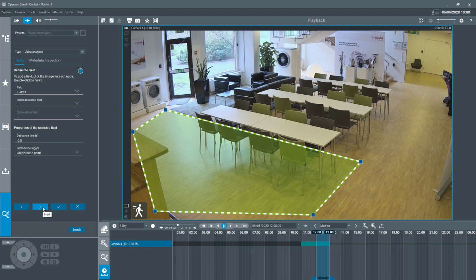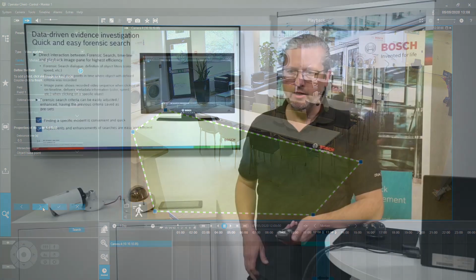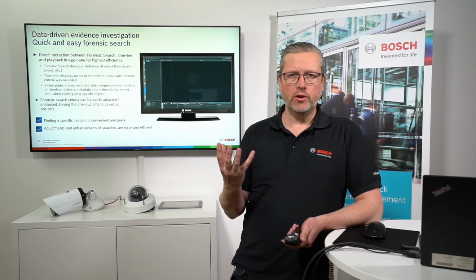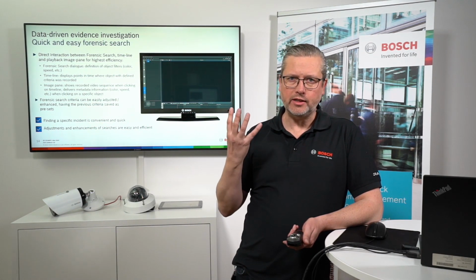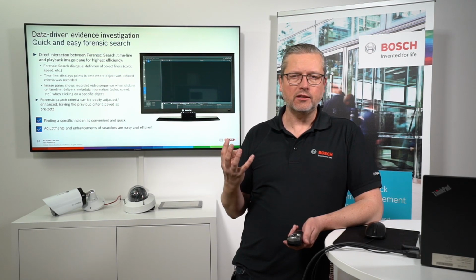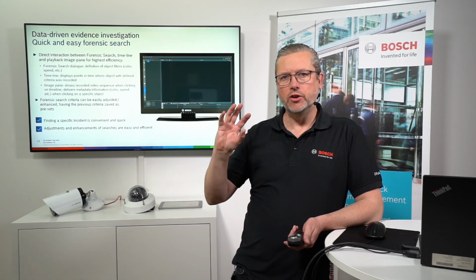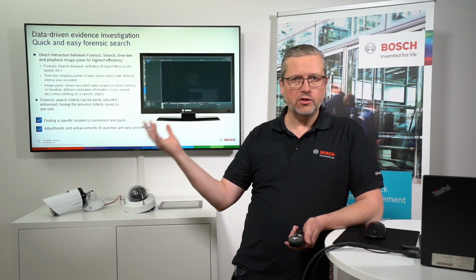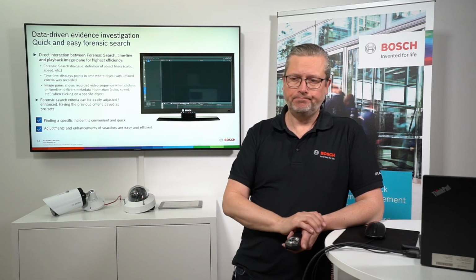If you know how to set up an alarm task in a Bosch camera, you know how to set up the forensic search. So it's really the same process. It's the same objects, it's the same filters, it's the same settings. So it's so simple. If you know how to do either the forensic search or the task, you can just switch between them and do it in the same way.